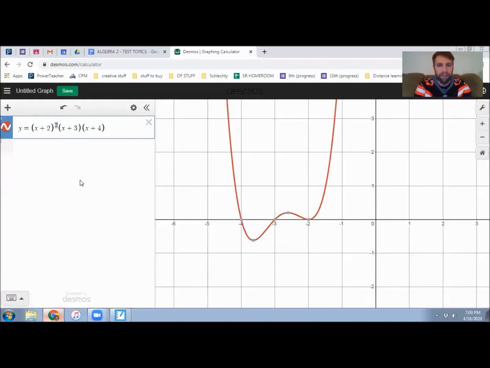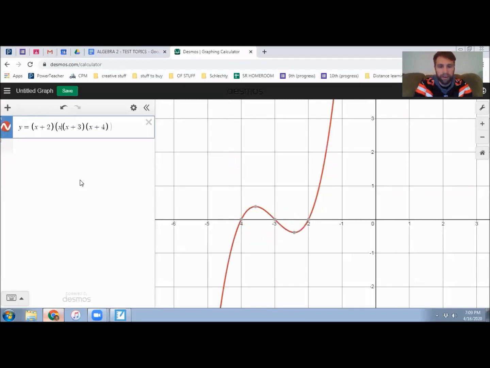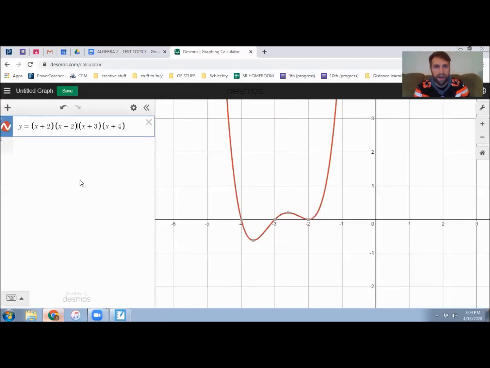What if there's another x plus 2? This is the same graph there. There's 4 x's, that should be a quartic, right? Follow along the roller coaster ride here. 1 going down, 2 goes up, 3, the hill goes down, 4, the hill goes up. This is a 4th degree polynomial.